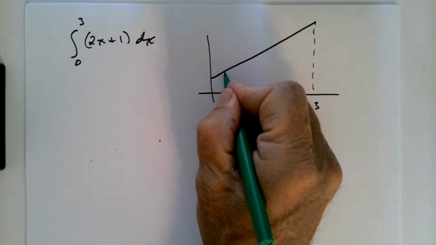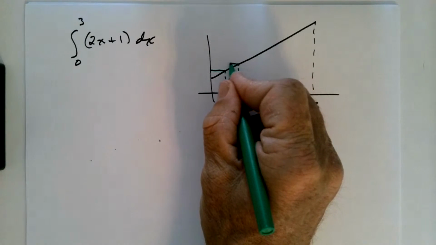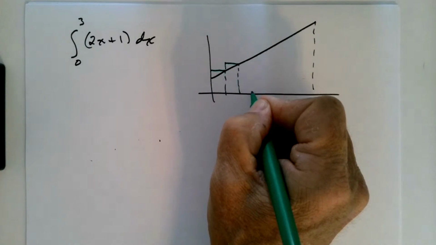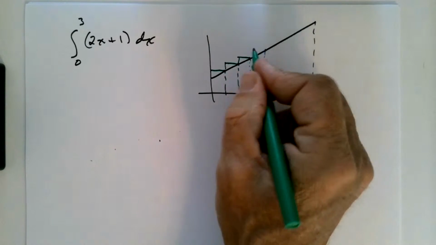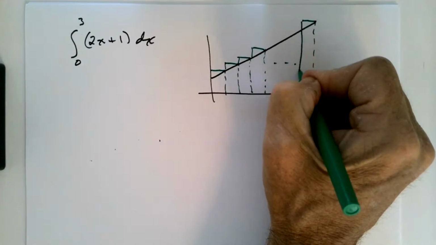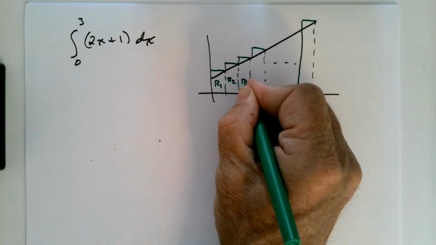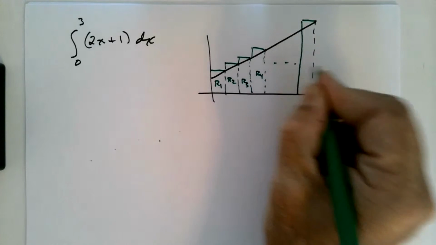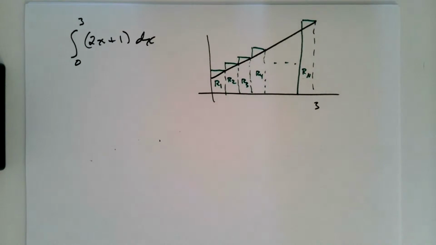Here's my first rectangle. There's my second rectangle. Here's my third rectangle. Here's my fourth rectangle. Dot, dot, dot. Here's my nth rectangle. So this is rectangle 1, rectangle 2, rectangle 3, rectangle 4, rectangle n. And we're going to think of n going to infinity. We're going to think of the number of rectangles that we're going to use going to infinity.